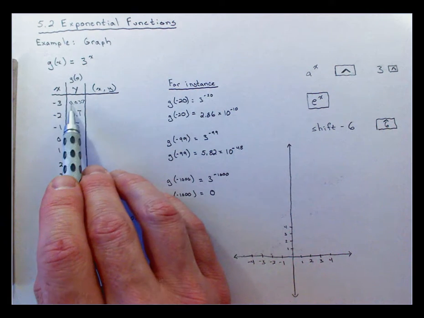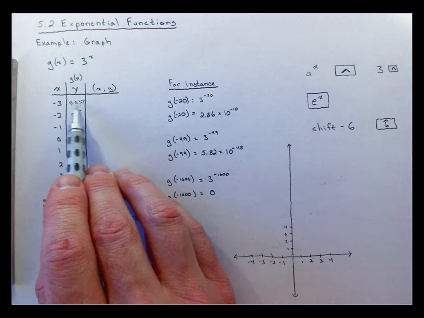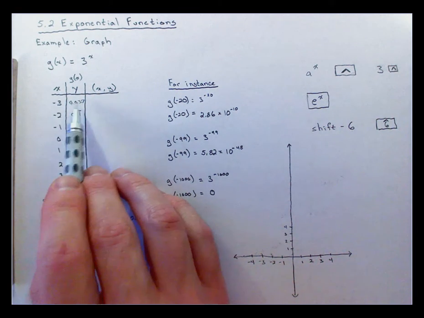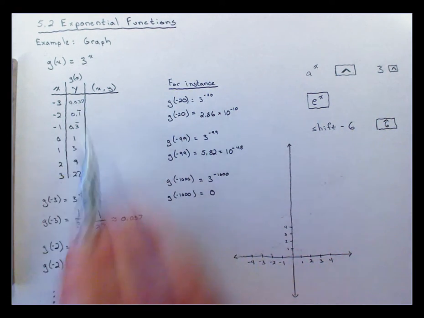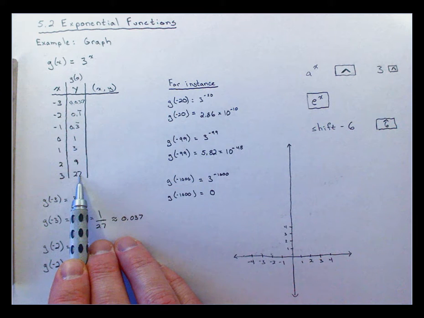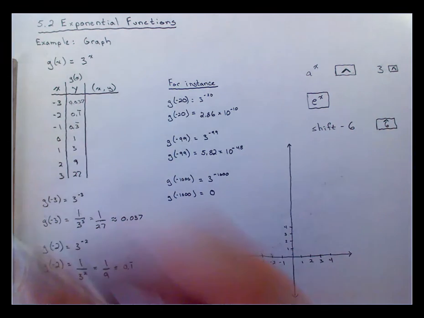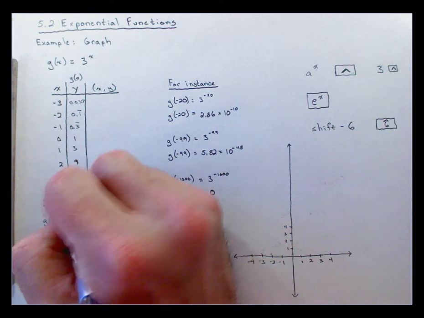I go from this small number, 0.037, that's at -3. That's my input, that's my output, to here, 3 to 27. And trying to graph that, my range is going to really expand. That's what happens with exponential functions. Because here's an example. At 4, I'm already up to 81.